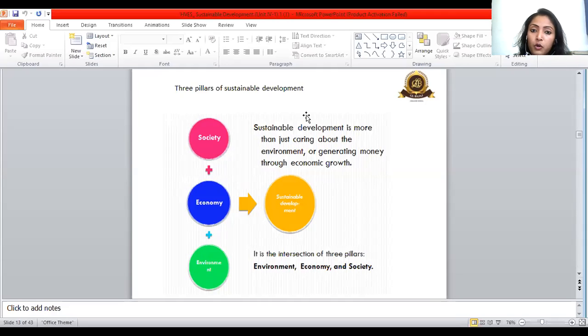So this was all about today's session. Basically we covered the meaning of sustainable development, the meaning of resources, the different resources available on the earth, how we can ensure those resources are utilized properly, the importance of those resources, and the basic meaning of sustainable development. In the next session, I'll be covering the 3 pillars of sustainable development.